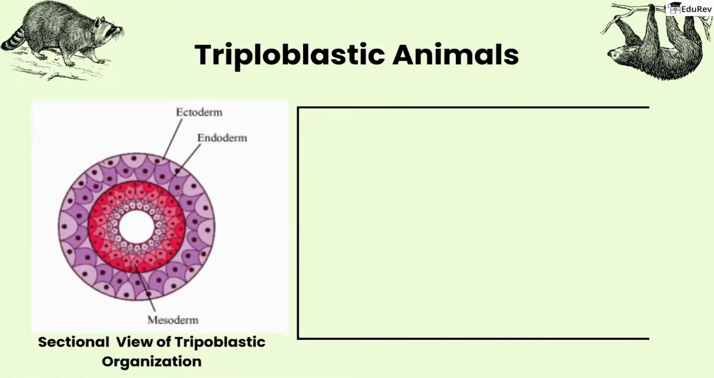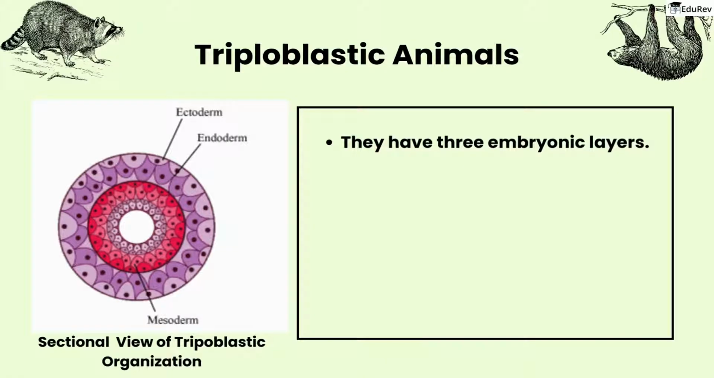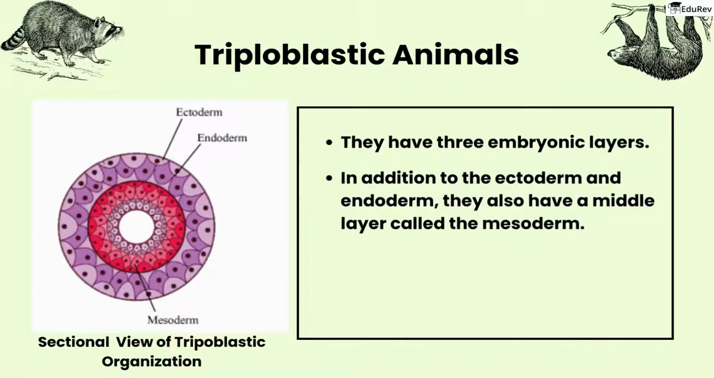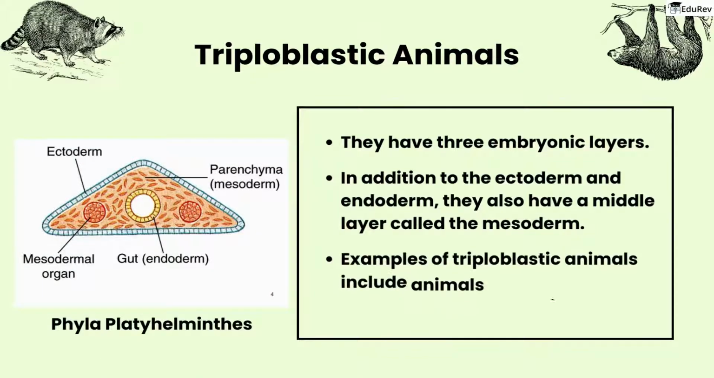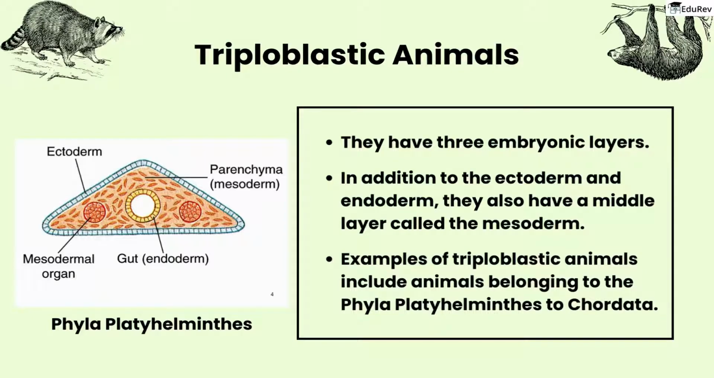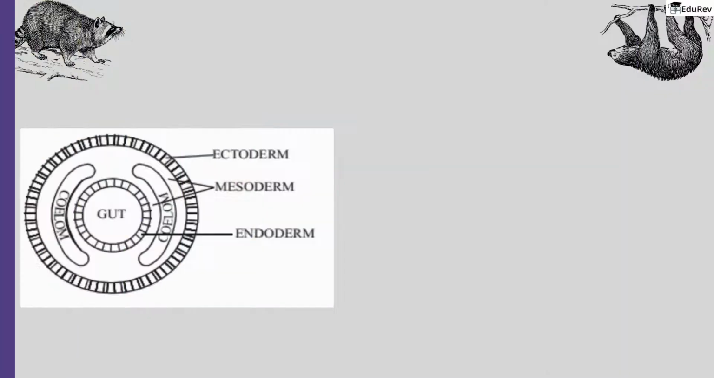Triploblastic animals, on the other hand, have three embryonic layers. In addition to the ectoderm and endoderm, they also have a middle layer called the mesoderm. Examples of triploblastic animals include animals belonging to the phyla Platyhelminthes to Chordata.